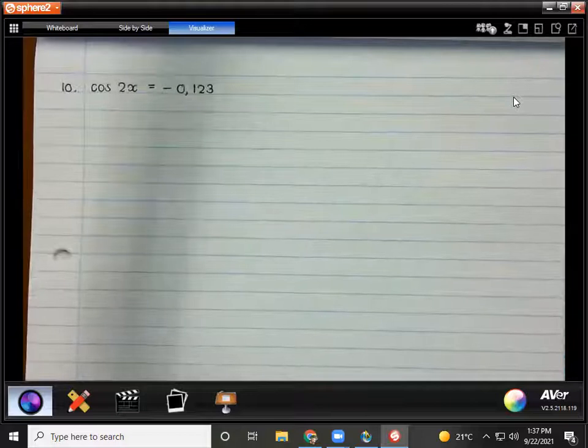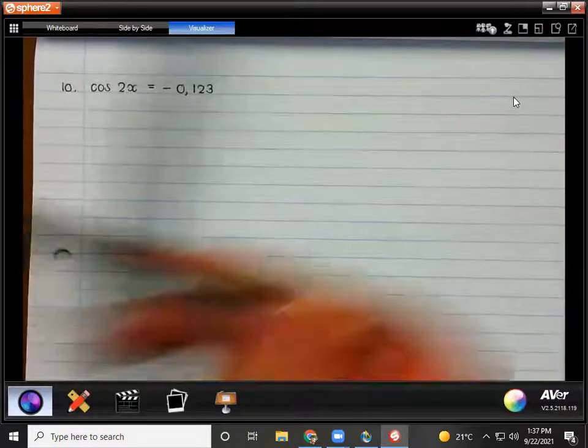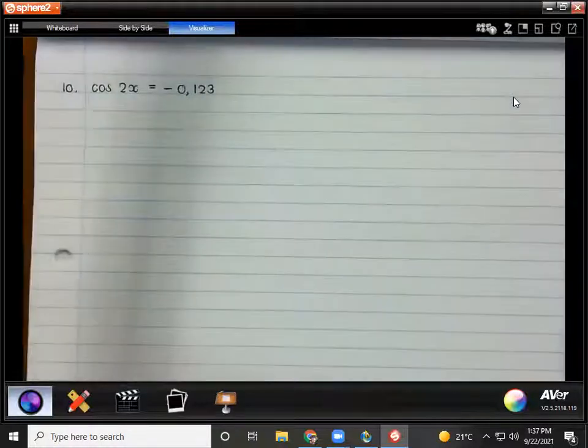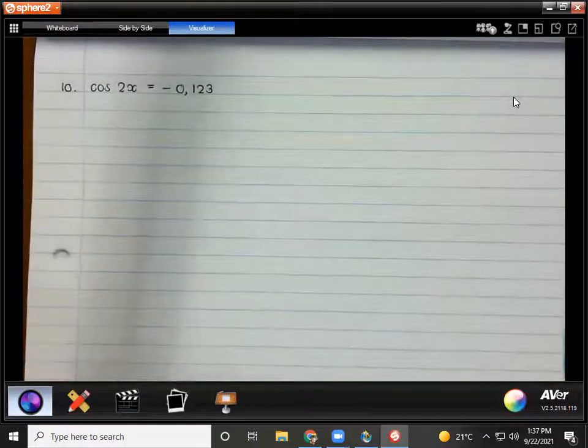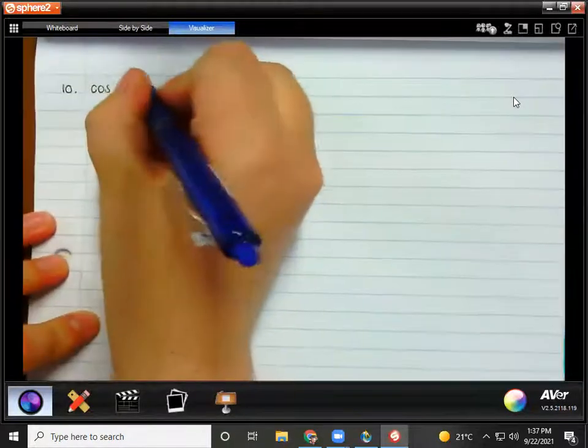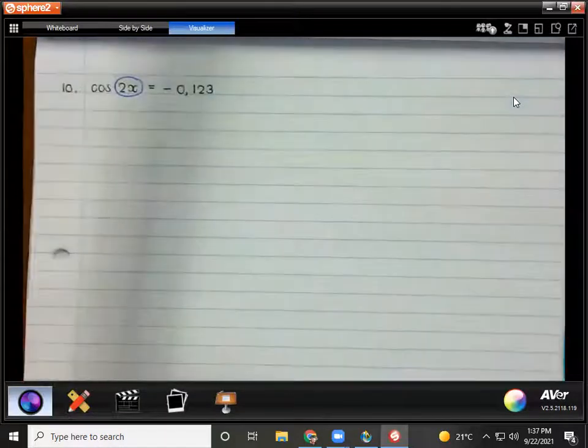So guys, do we see that we have the same scenario? We have a trig ratio with an angle equal to a number. The only thing that's different here is that the angle obviously is more complicated, right? The ones that we've done so far, it's just been x. Now the angle is 2x. But that's not actually going to change our method, guys.